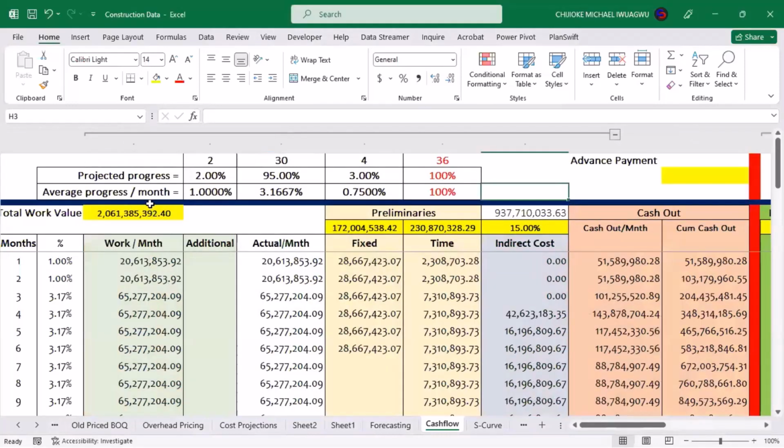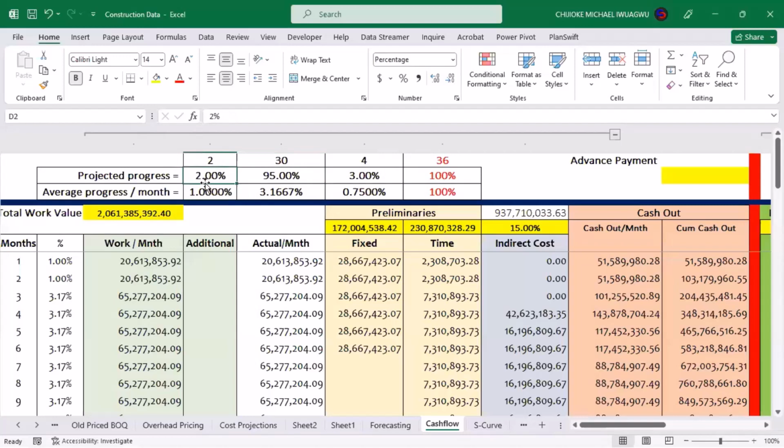We said, okay, that our progress will be in the first 2 months of our job, we'll achieve 2% of the contract. In the next 30 months of the job, we'll achieve 95%. And the last 4 months of the job would have achieved the remaining 3%. What I now did was go ahead to divide this percentage that is projected to be achieved in each of these cycles by the period interval in question.